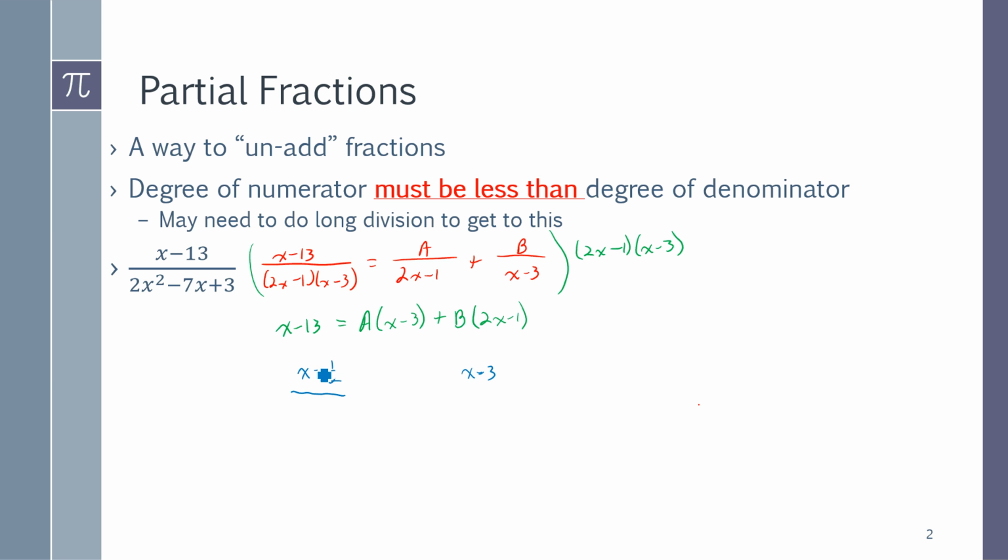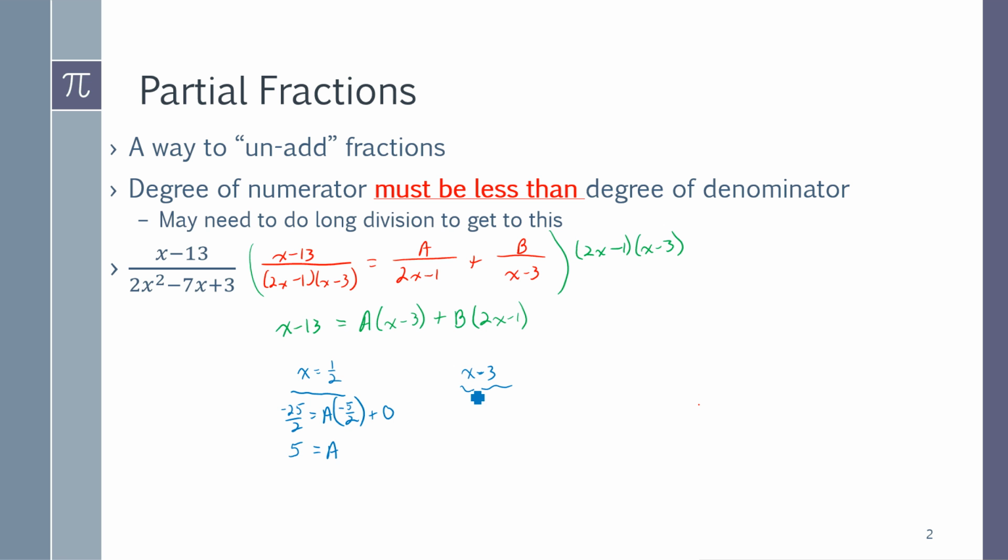So if x is 1/2, what I get is 1/2 minus 13, which is negative 25 halves. Then I have A times 1/2 minus 3, which is negative 5 halves. Then B times 0 is 0. So solving for A, I would get that A is 5.